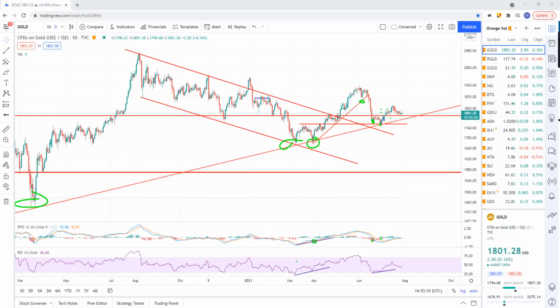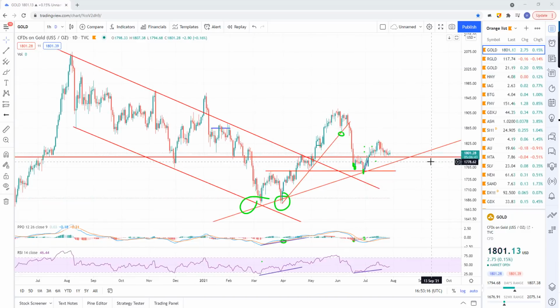So the point that I'm trying to make is likely the Fed's not going to do anything, and they're likely going to just talk about transitory inflation.